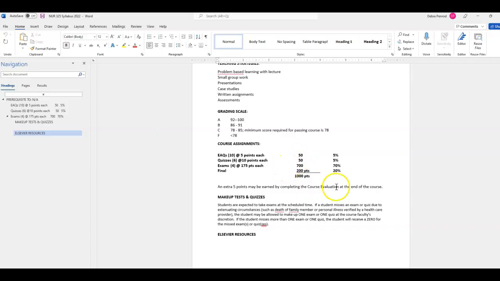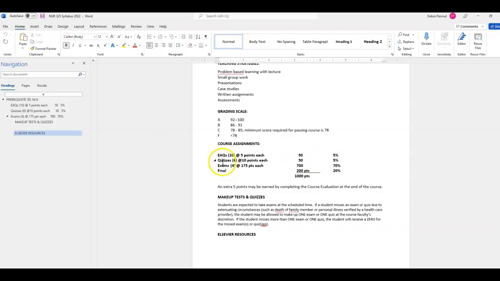So as I scroll down, I think the biggest thing that you are interested in is how you are going to be graded for this course. So what I've done with pathophysiology is you're going to have 10 EAQs, and these 10 EAQs are worth 5 points each for a total of 50 points or 5% of your grade. The EAQs you do on your own, and they're easy. They're all set at intermediate level. You just keep taking questions until you level up.